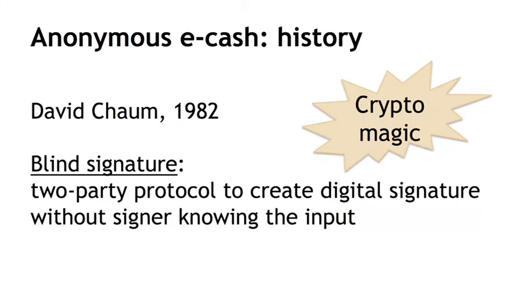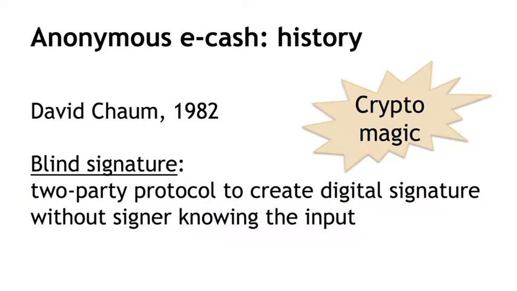In fact, all the way back in 1982, more than 2 decades ago, cryptographer David Chaum proposed something called blind signatures that helped him develop anonymous electronic cash. So what are blind signatures? Blind signatures are a two-party protocol. Two parties communicate with each other, and at the end of that, one party has produced a digital signature of some input without actually knowing what that input is.